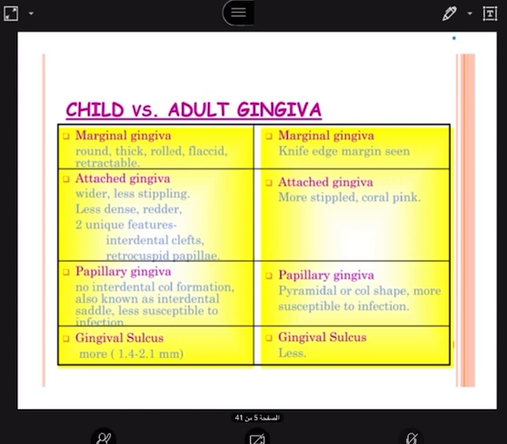Okay, basically, that kind of saddle area is seen in the interdental areas, and it has more keratinization. So you will see fewer periodontal issues and dentogingival issues in children.